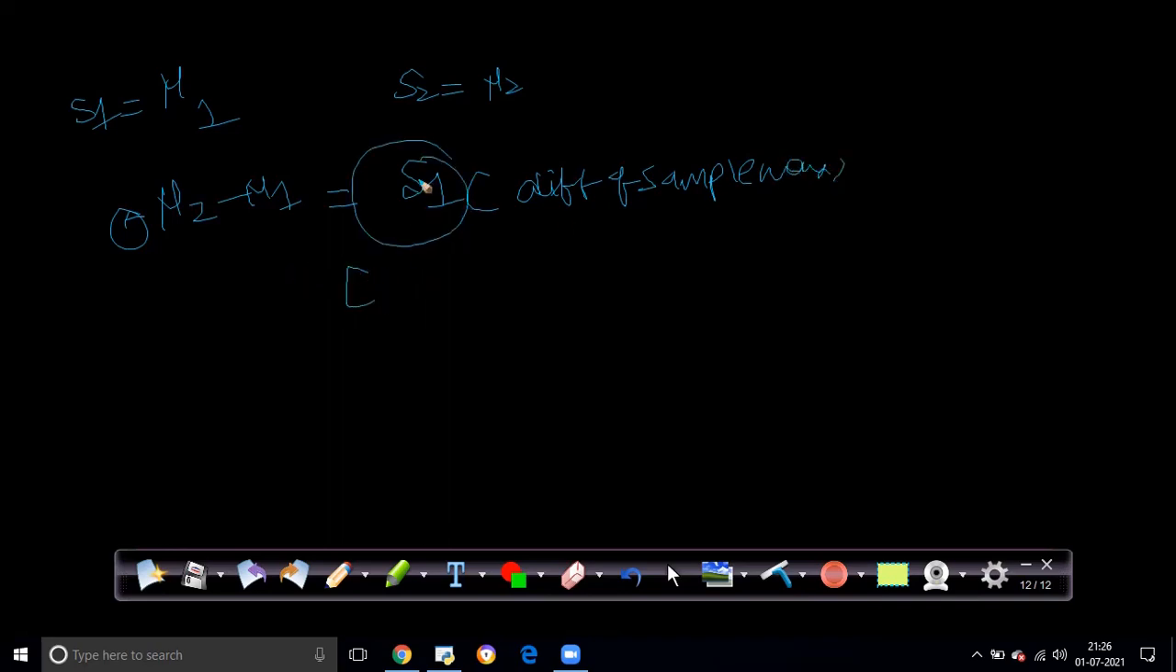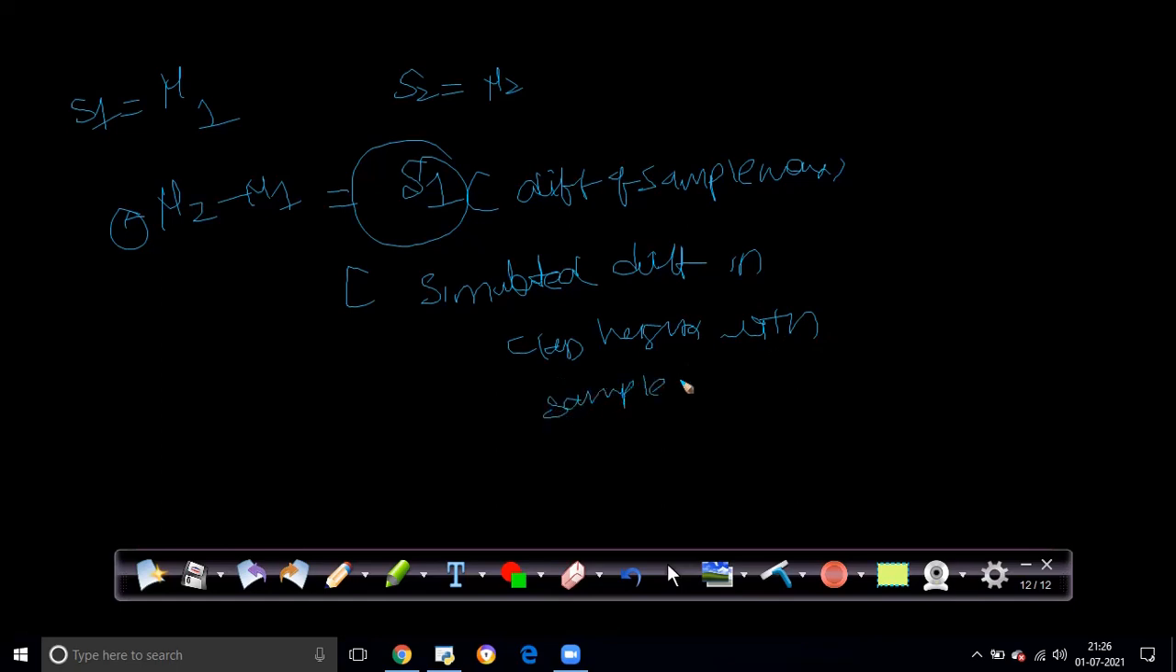So what is this? We have simulated the null hypothesis. So this is the simulated difference in class heights with sample size 50, assuming our H0 is true. H0 is nothing but the null hypothesis is true.